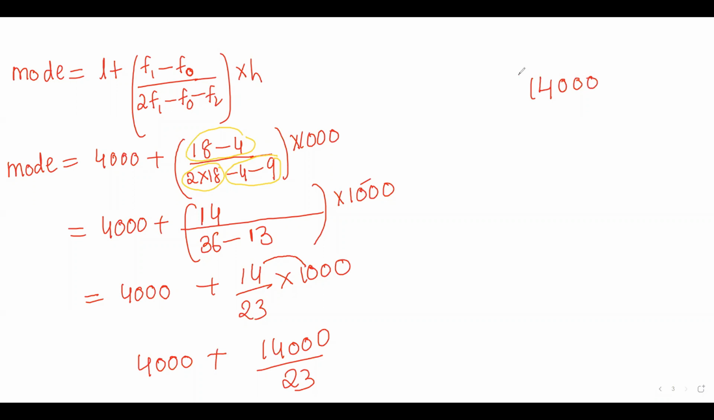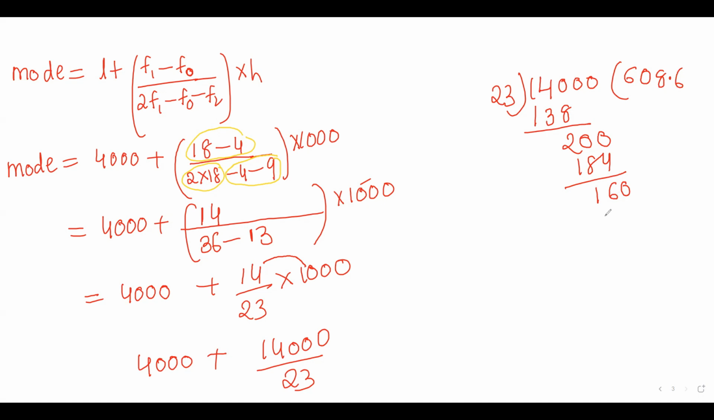Divide 14,000 by 23. 23 sixes are 138. Get the remainder, put a 0, get another 0. Now 23 how many times? 8 times, 184. Put a point, get 0. 23 sixes are 138. So the remainder is 22, leave it.